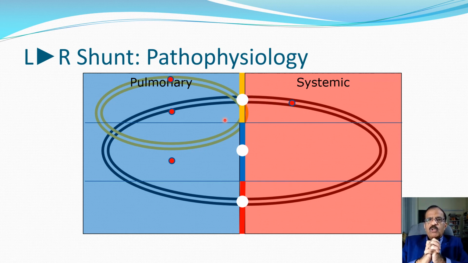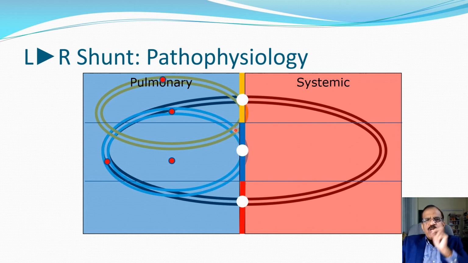So depending upon the size of the shunt, the pulmonary circulation will be more than the systemic circulation. Now, if you take the example of VSD, ventricular septal defect, the level of shunting is different, because this time it is from the left ventricle to the right ventricle, but everything else is the same. Blood passing through the pulmonary circulation is more than that passing through the systemic circulation.